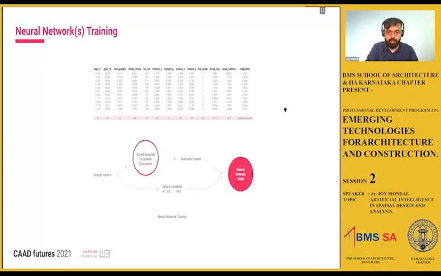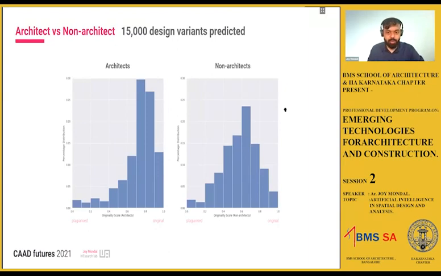Now, beyond this, if we look at the output, and I'll quickly browse through them now because I have about 15 minutes left. If you look at the percentage distribution of the originality scores after the 15,000 design variants were predicted, if you look at the graph, as we go towards the right, originality increases, and as we go towards the left, plagiarism increases. The obvious takeaway is that architects tend to be more lenient because the graph is more towards the right for architects than non-architects. The peak is more towards the right.